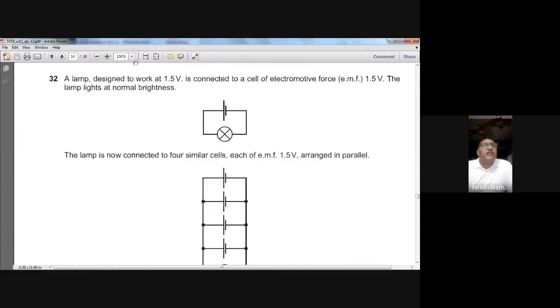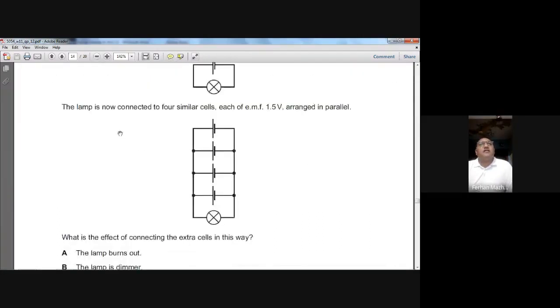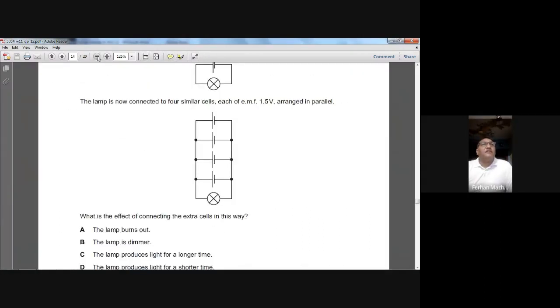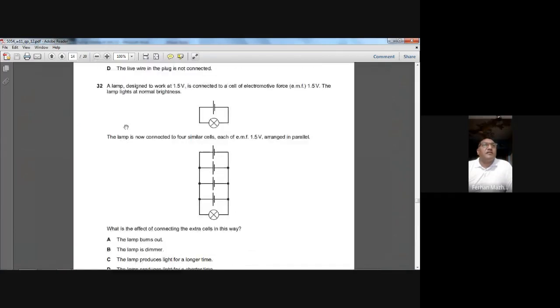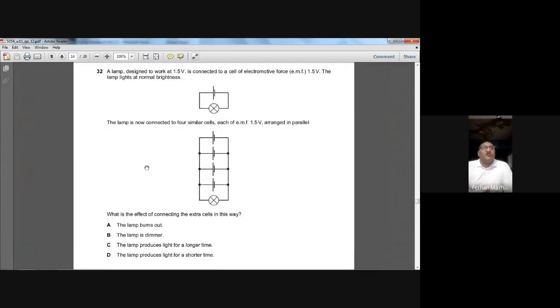Okay, on your screen we have, let me reduce the size. Yeah. Question number 32 is on your screen. A lamp designed to work at 1.5 volt is connected to a cell of electromotive force 1.5 volt. The lamp lights at normal brightness. The lamp is now connected to four similar cells, each of EMF 1.5 volt, arranged in parallel. What is the effect of connecting the extra cells in this way?